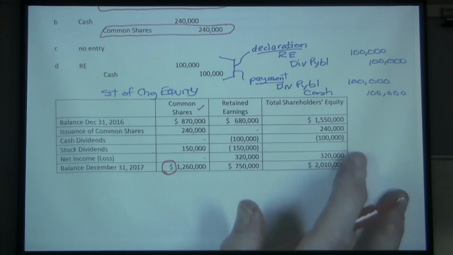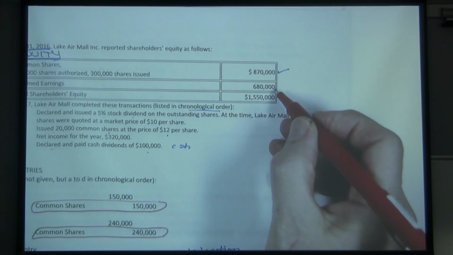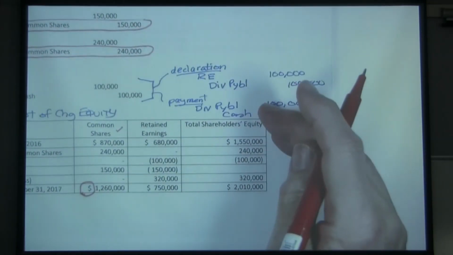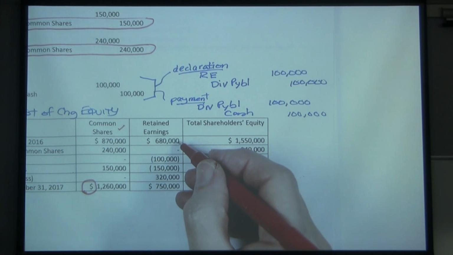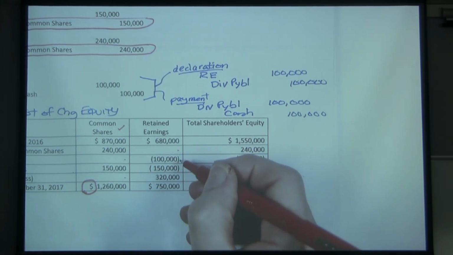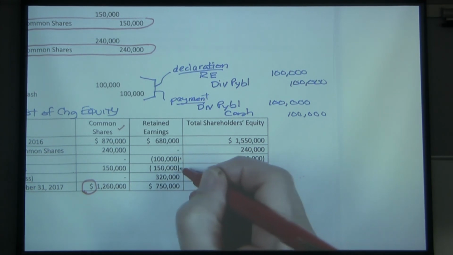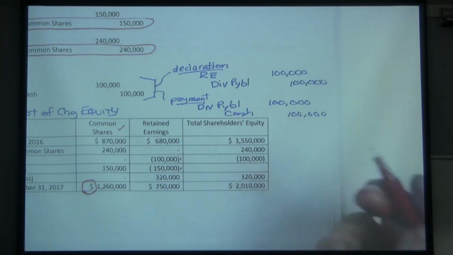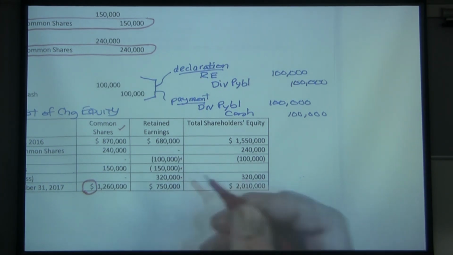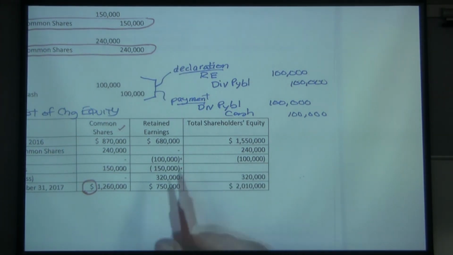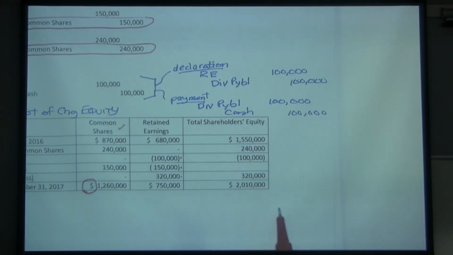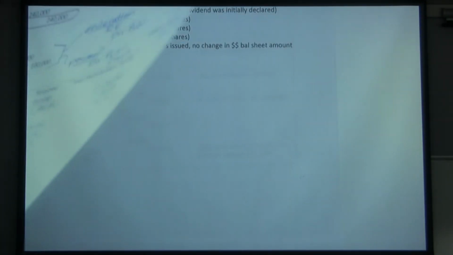So that's great. So retained earnings is separate. Our retained earnings, we started with $680,000 at the beginning of 2017. We reduce our retained earnings by the amount of the cash dividend and by the amount of the stock dividend. And then we increase our retained earnings by the amount of our net income, which was given in Part C. So our ending retained earnings is up a little bit, so $750,000. And so now we can write the balance sheet.